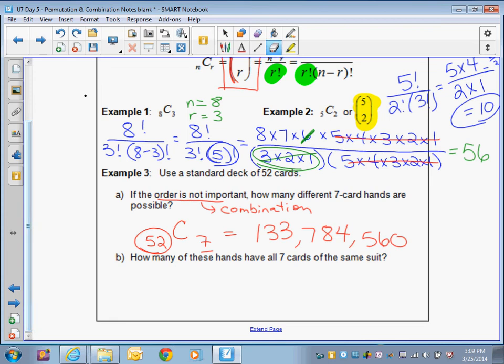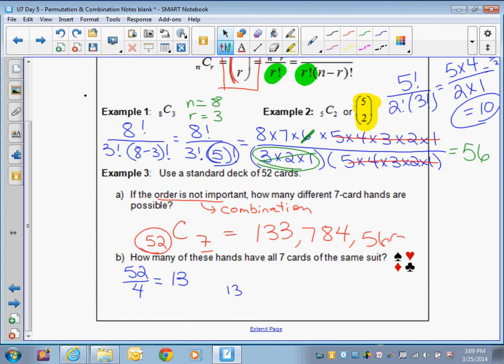Then we have part B. How many of these hands have all 7 cards of the same suit? So if you're not familiar with cards, we have spades, hearts, diamonds, and clubs. So there are 4 suits in a deck of cards. So how many cards per suit? We have 52 cards and 4 suits. That means we have 13 cards in each suit. So here we're taking, out of the 13 diamonds, let's say, we're choosing 7. So we want to see how many 7-card hands only have diamonds.